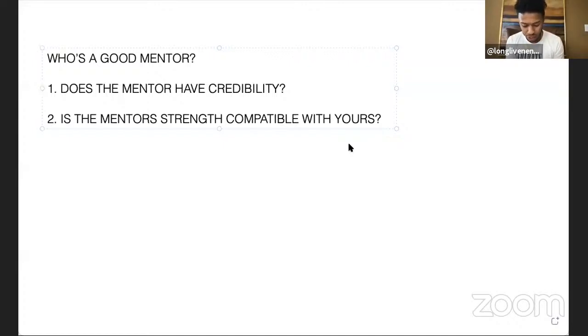The reason mentoring is so powerful is that good mentors possess the ability to reproduce their abilities in the lives of the people they mentor, but that is only possible if the mentors and the mentees share similar strengths. Okay, so in order for me to be your mentor, me and you have to share similar strengths. In order for us to have a good mentoring relationship, in order for this to work, our strengths have to be compatible.